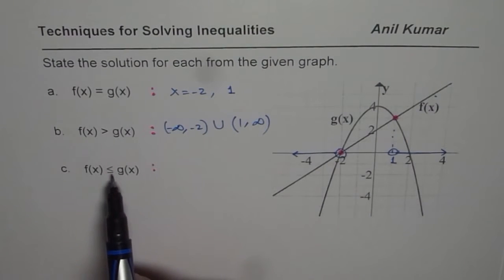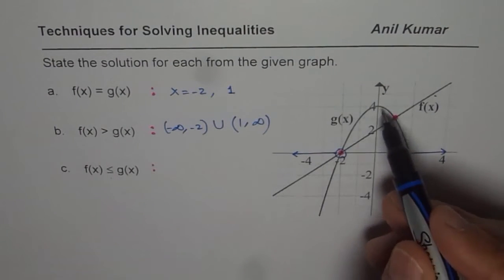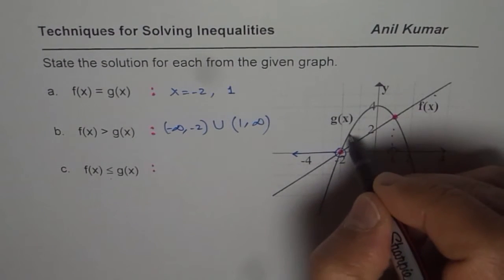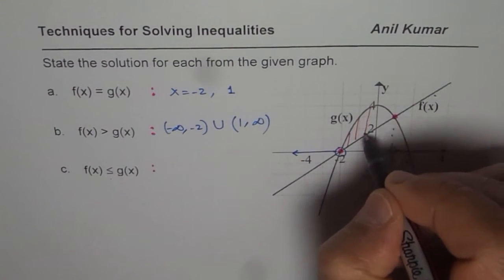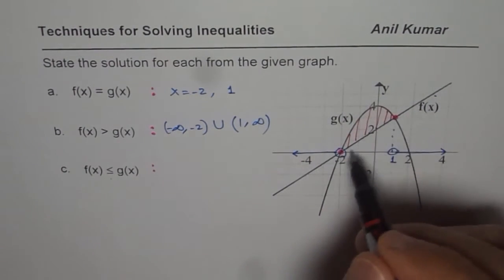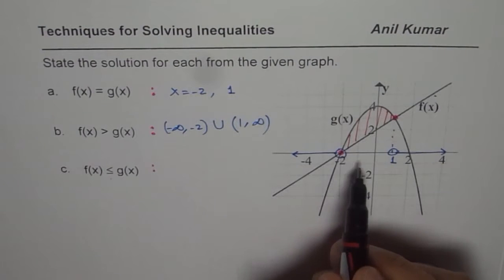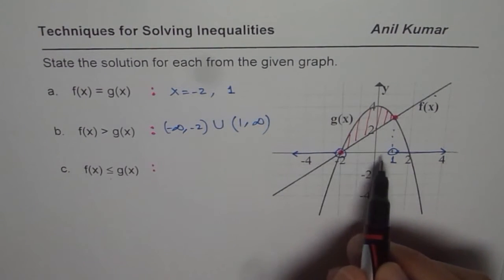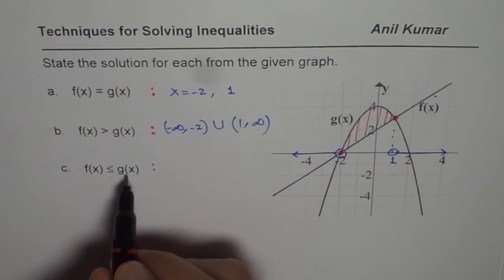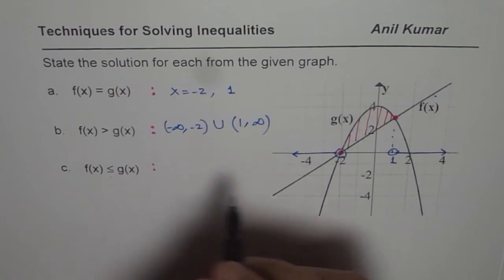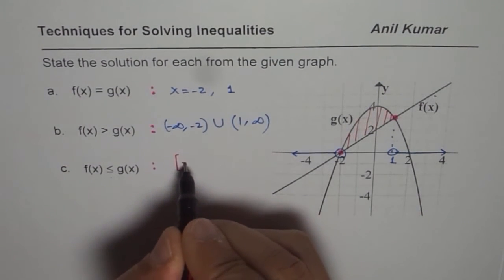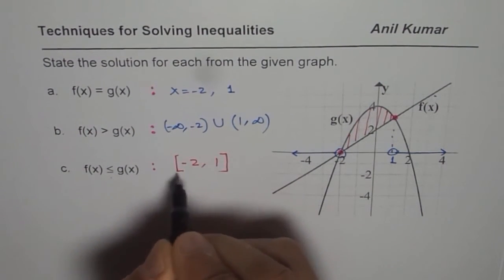Now when is g of x greater than f of x? g of x is the parabola, right? Now this parabola is greater than f of x during this interval, right? In this interval it is greater. So that interval is between minus 2 and 1, right? So that is the interval. When we say g of x is greater than or equal to, we have to include these two values, and so the answer will be from minus 2 to 1, both included.